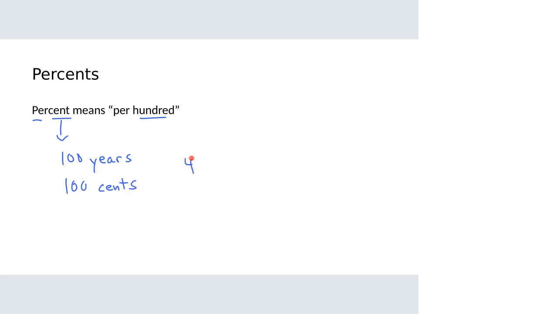If we were to say something like 42%, what we're saying there is that's 42 per 100. That's 42 out of 100. And if we wrote that as a fraction, 42 out of 100. And then if we wanted to rewrite this 42 over 100 as a decimal, we just divide 42 divided by 100, and we could see 0.42.